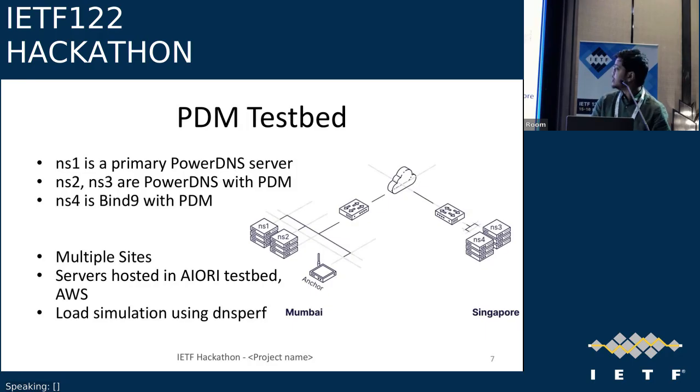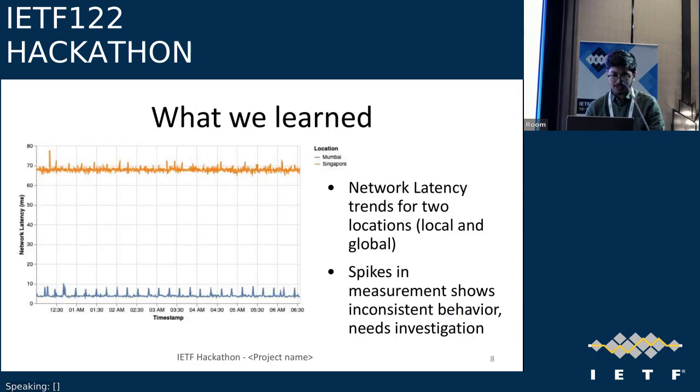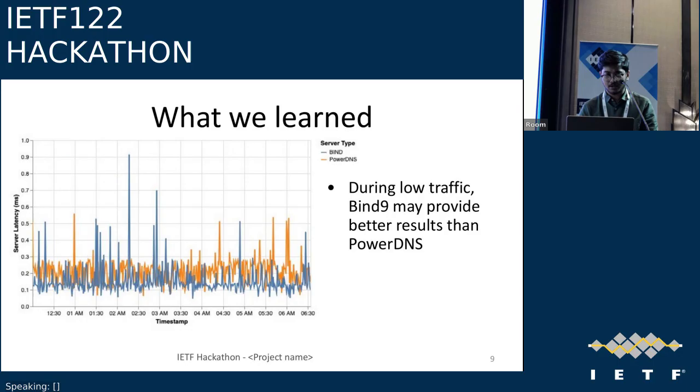So this is the testbed. On the Mumbai side, there was NS2 that was PDM enabled using PowerDNS, and in Singapore we have NS3 as PowerDNS and NS4 as BIND. This is the network latency graph that we get. Mumbai to Mumbai network latency, represented by blue, shows very little latency, whereas Mumbai to Singapore shows big spikes in network latency because of the distance.